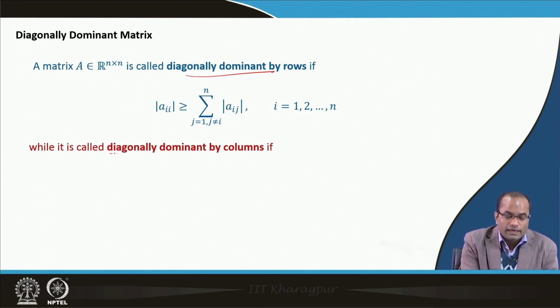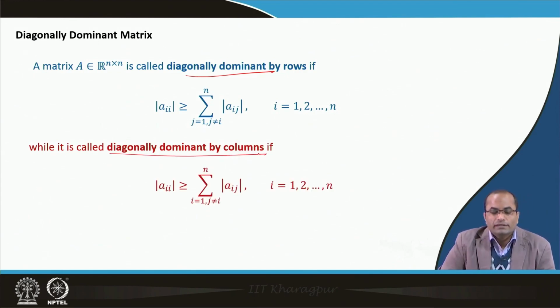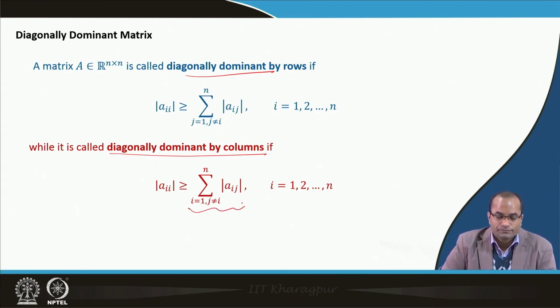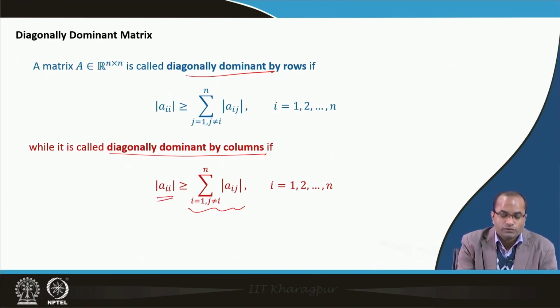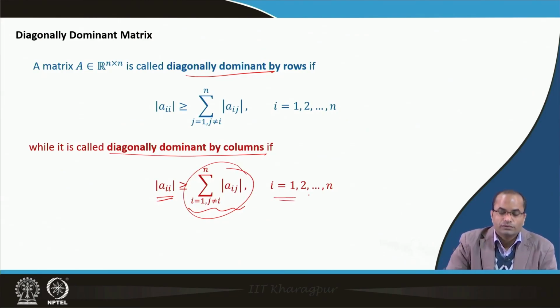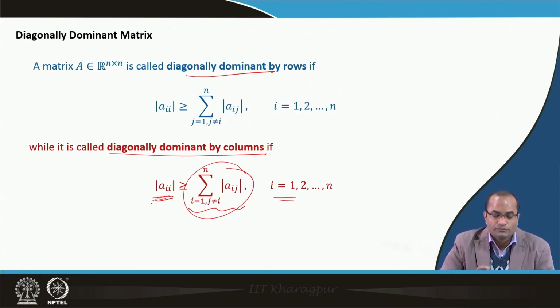While diagonally dominant by columns is the other way around. If we go with the columns, the first entry A11 should be greater than or equal to the sum of all other elements of that column, and that we have to do for each column: A22, A33, and so on. For all these, the condition has to be fulfilled.